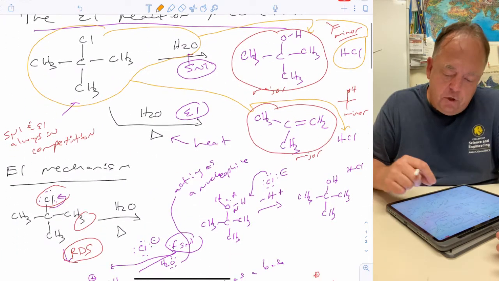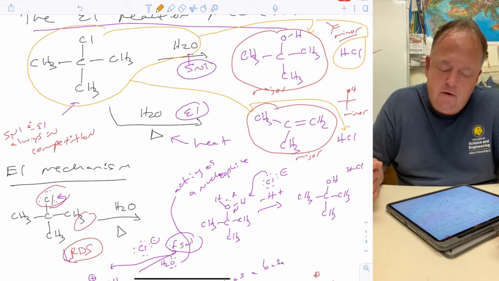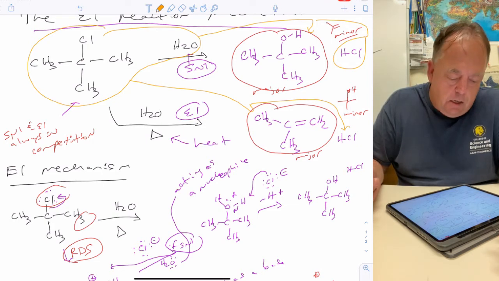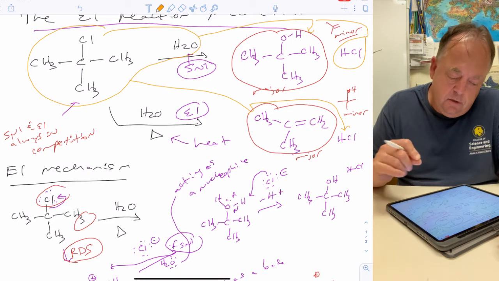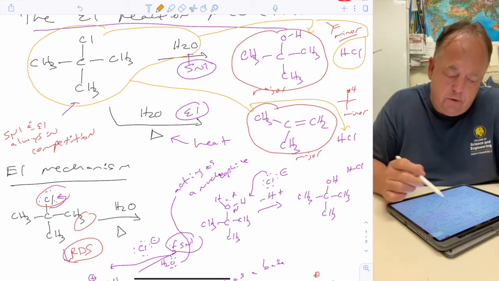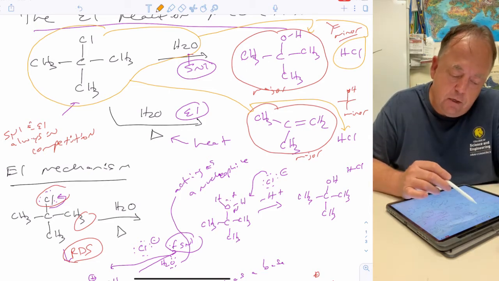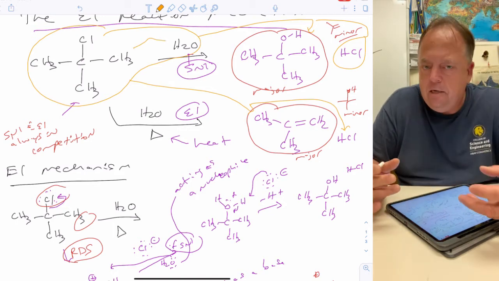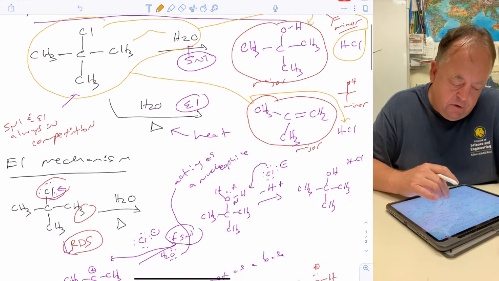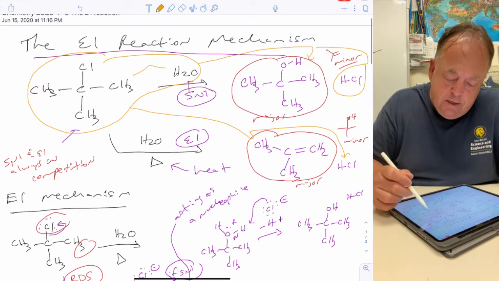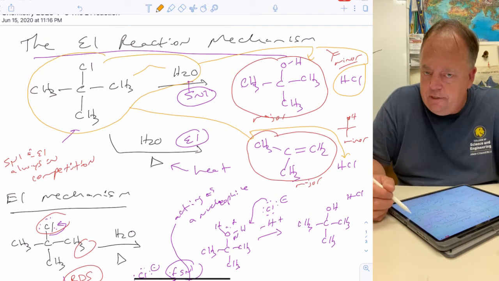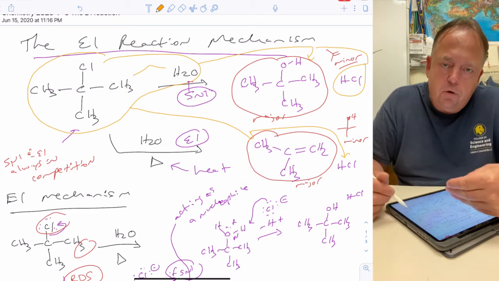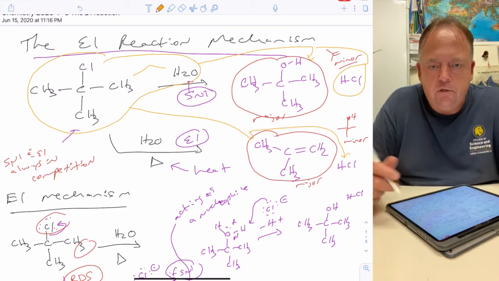So one molecule becomes two molecules. If you remember from General Chemistry 2, this concept of entropy. Entropy is a measure of order and disorder, right? So if you go from two molecules in the SN1 to two molecules, not a big change in entropy. But if you go from one molecule in the E1 to two molecules, the alkene plus HCl, that goes to more disorder, and the heat tends to favor more disorder.